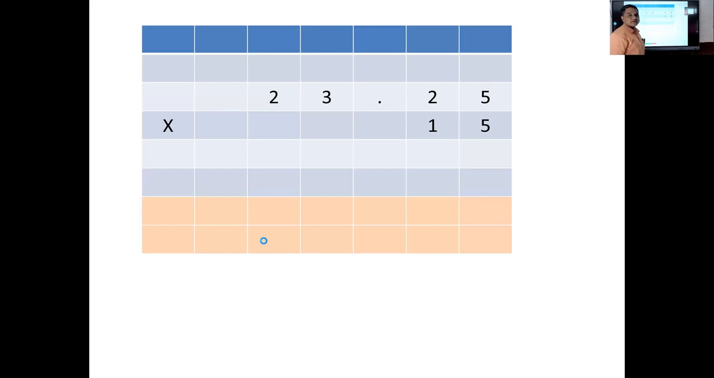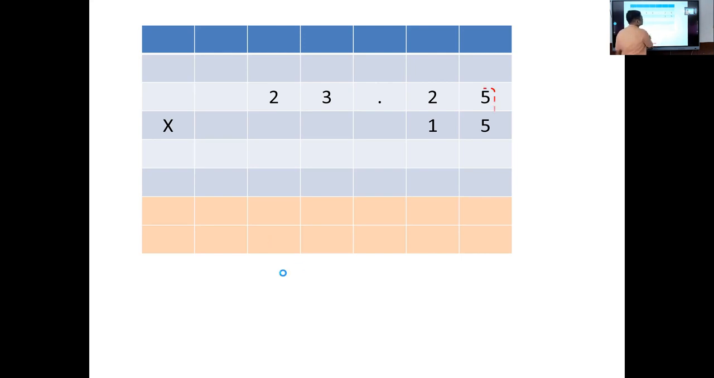First of all, we'll write down the numbers in the place value chart. And as we carry out the multiplication of whole numbers, we are going to multiply the ones place of the multiplier with all the places in the multiplicand. In this case, the multiplicand is 23.25 and the multiplier is 15. We are going to multiply the ones place of the multiplier, 5, with all the places in the multiplicand. So we'll begin with the multiplication by 5.